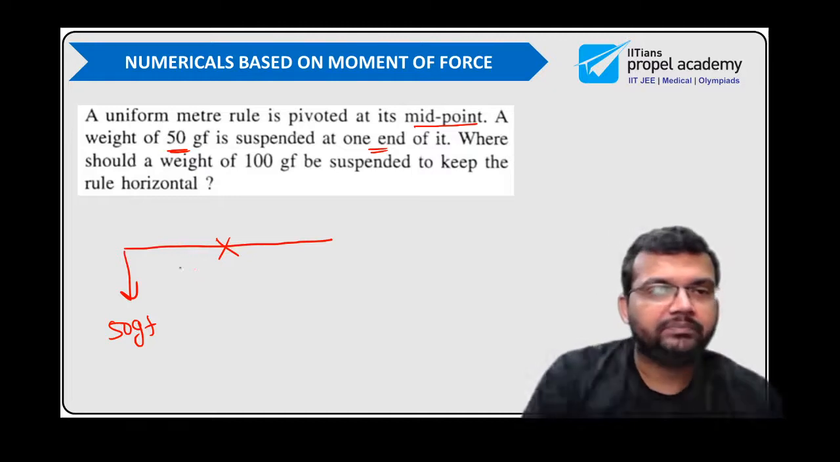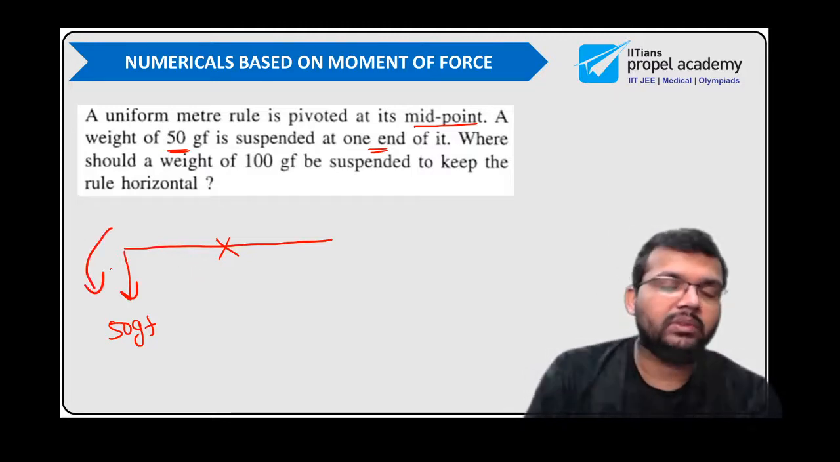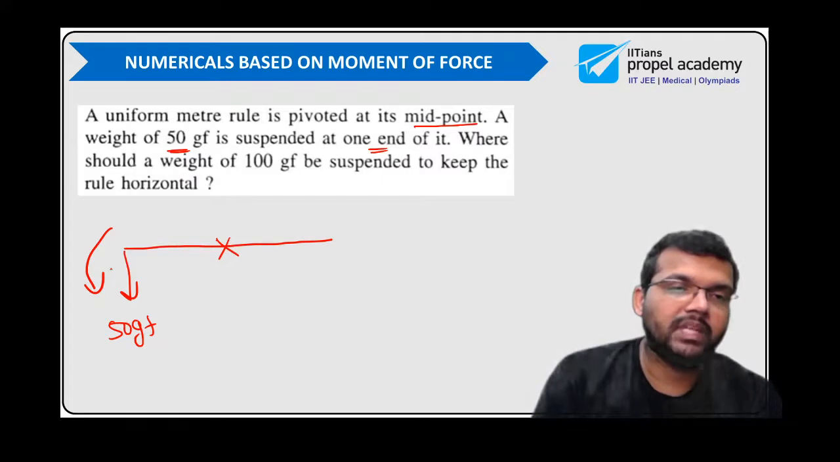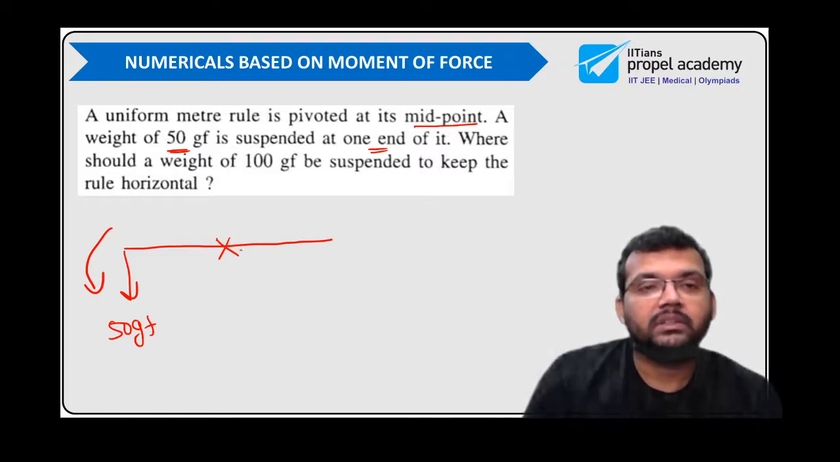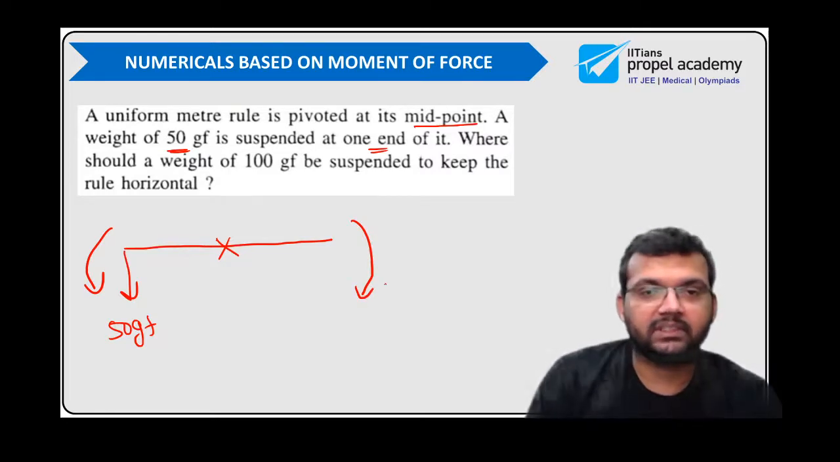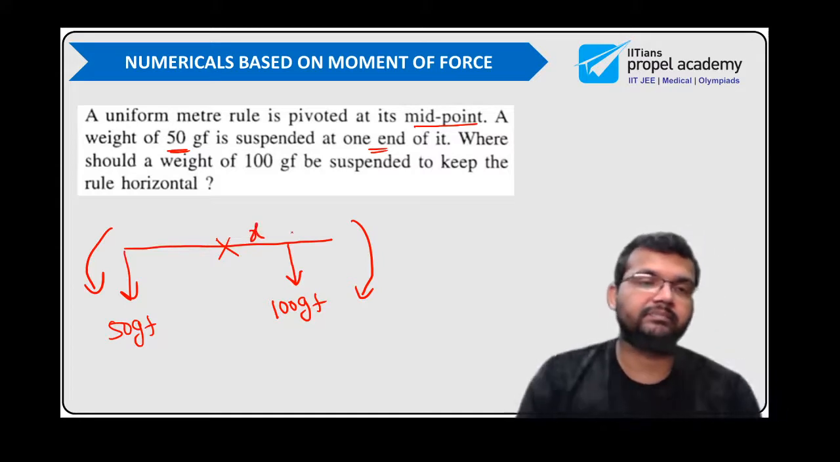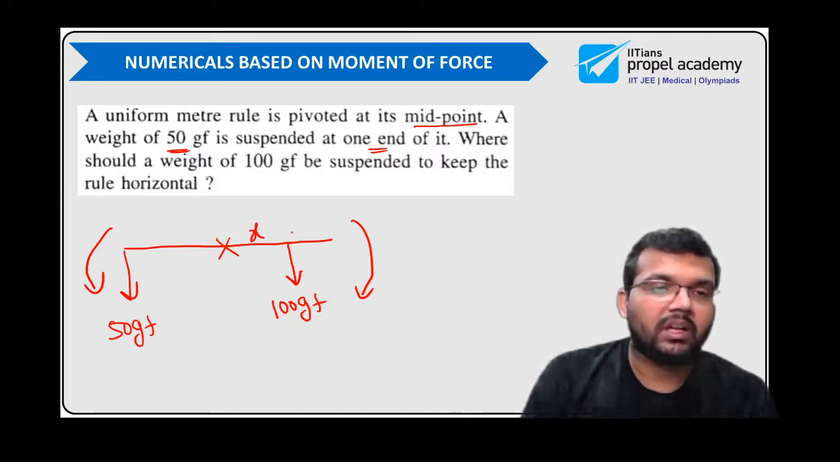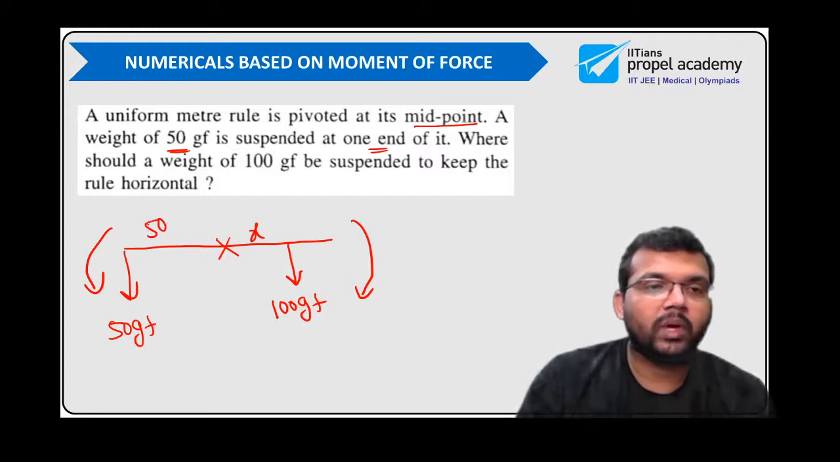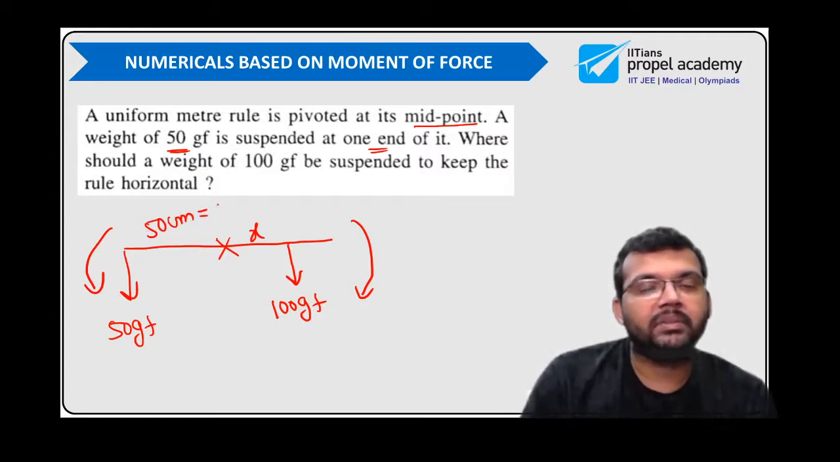So definitely we have here a moment of force in the anti-clockwise direction. To balance it, the other force should act in a clockwise direction. That's the first logic. Let's take a force of 100 GF acting at a distance of X. Now, the midpoint is at 50 centimeters, or half of the meter, 0.5 meter.